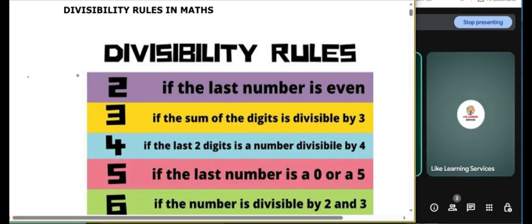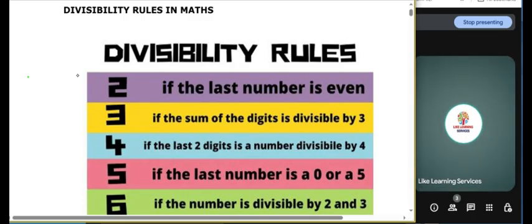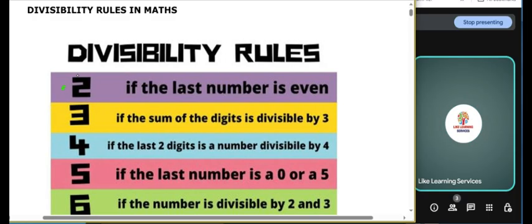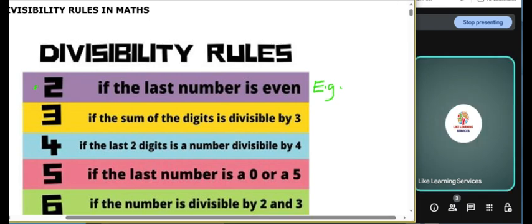First of all, I'm talking about 2. How do you tell if a number is divisible by 2? If the last digit is even. Can you give an example? Let's give some examples. Yes, 32. 2 is even, so 32, 10, 64. I've written 32, 10, 64, etc.